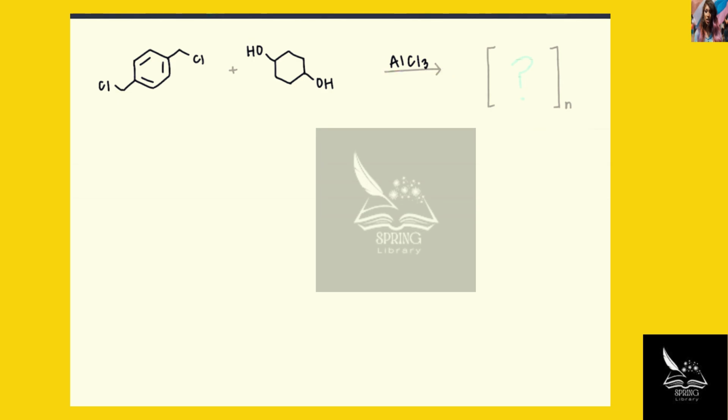Alright, so the first thing I want to do here is actually identify this reagent and exactly what it does. So here we have AlCl3, I'm just going to highlight it here. And AlCl3 is actually a very good Lewis acid. Now what does that mean? What is a Lewis acid?